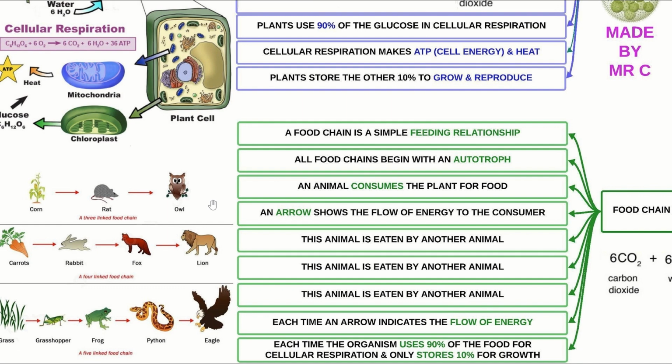Here we've got a 3-membered food chain. The corn is eaten by the rat and is eaten by the owl. Each time the arrow represents the flow of energy, and each time the consumer will use 90% of that energy for cellular respiration for itself. So each time only 10% of energy is passed on up the food chain.